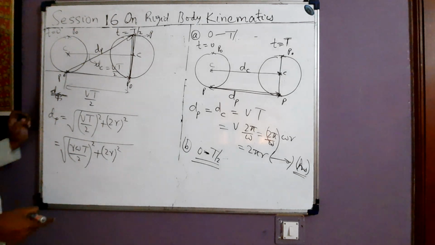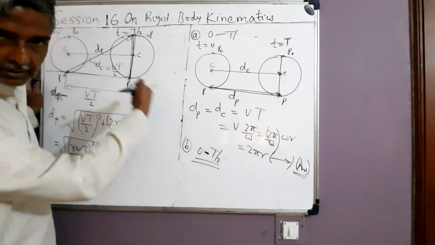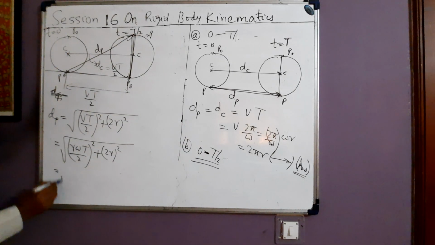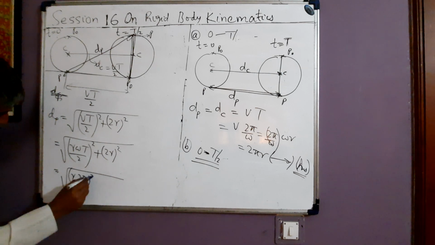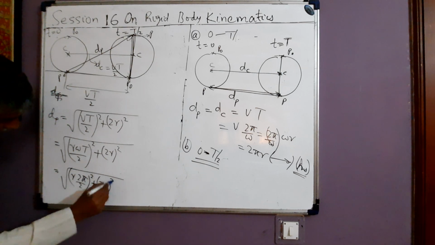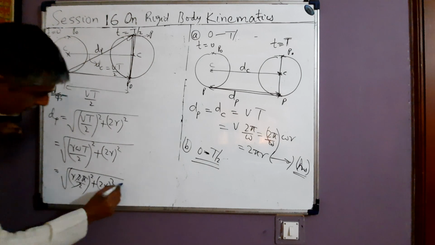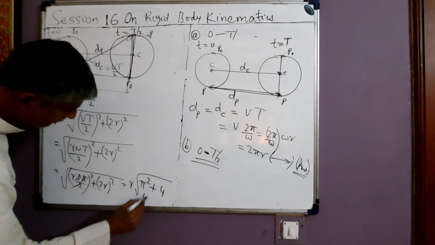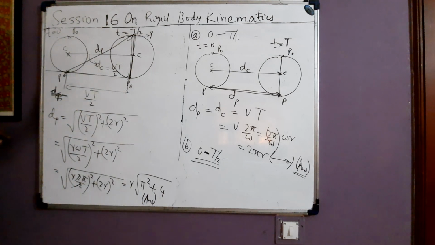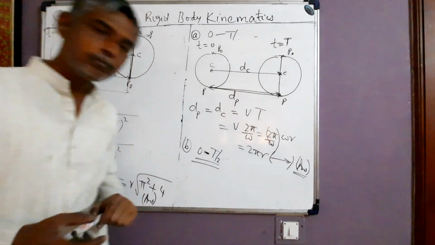Omega into T is how much? 2 pi. In part A, the first part of this question. So this becomes (r into 2 pi by 2) whole square plus (2r) whole square. The 2 goes away, r cancels out, comes out common. Pi square plus 4 is the answer to part B of the question. Okay.